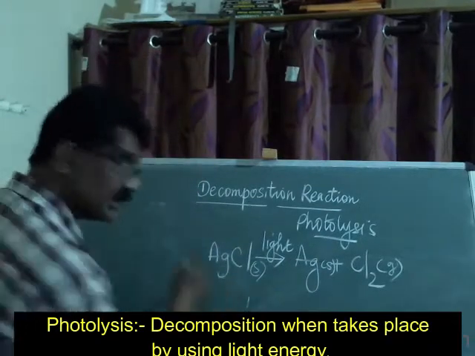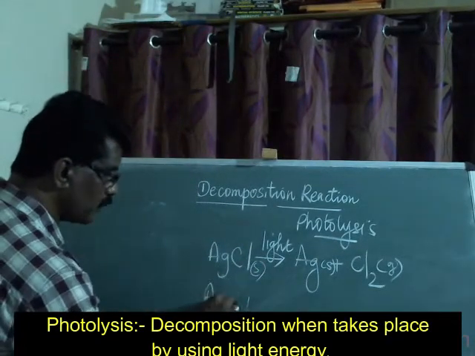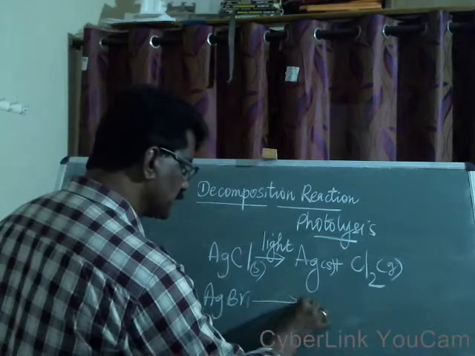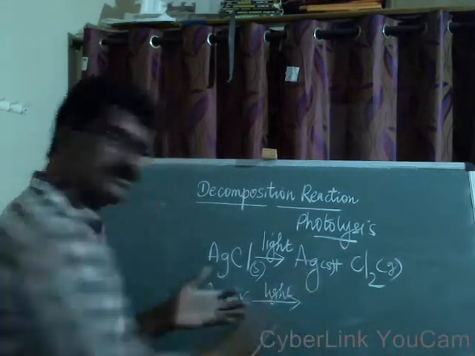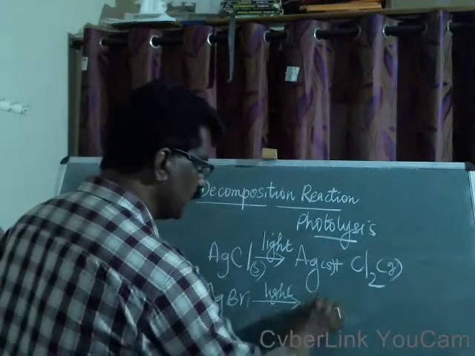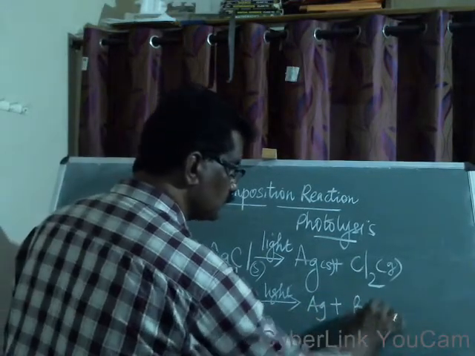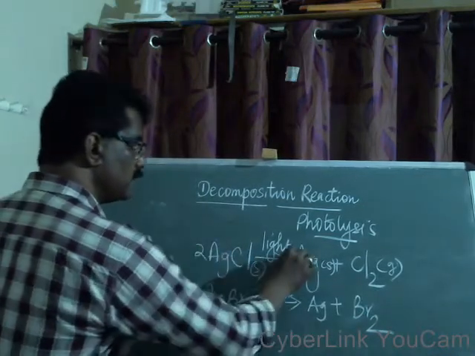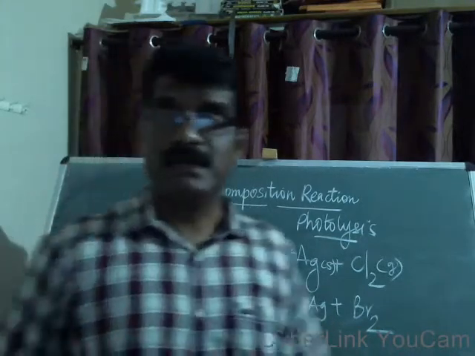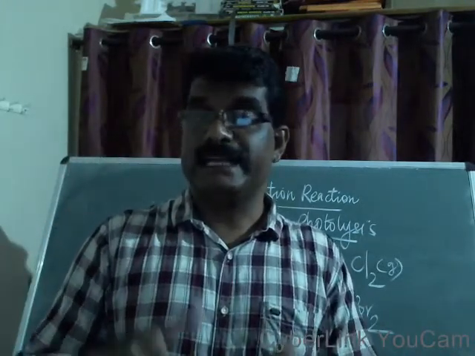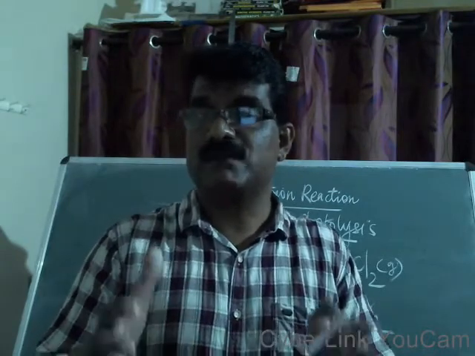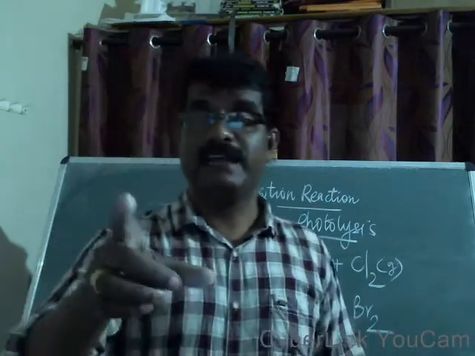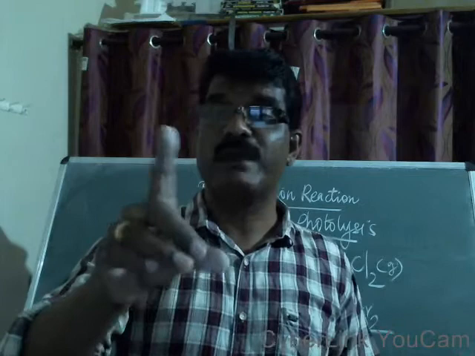See, another example: instead of silver chloride, if we take silver bromide, AgBr, in presence of light it undergoes photolysis and produces silver plus bromine, Br2. So this is also an example for photolysis. The decomposition of silver chloride and silver bromide are examples for photolysis or photolytic decomposition reaction, and these reactions are used in black and white photography.